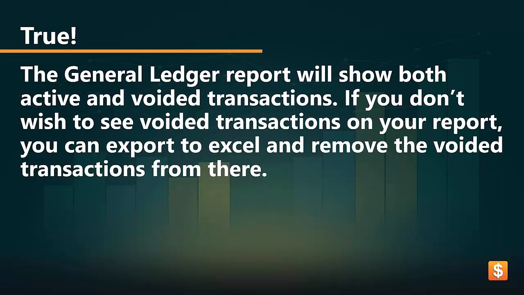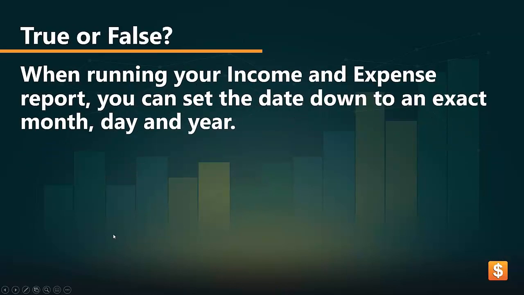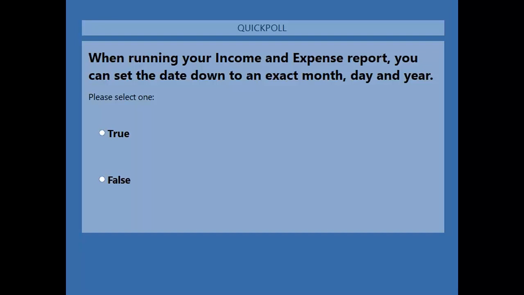So the general ledger report, like all the reports, is flexible in that you can take them out to Excel and edit them to what you need. Okay? So let's go ahead and continue on. Next question up. When running your income and expense reports, you can set the date down to an exact month, day, and year. So thinking back to the income and expense report, can you set that down to an exact month, day, and year? Is that true or false?